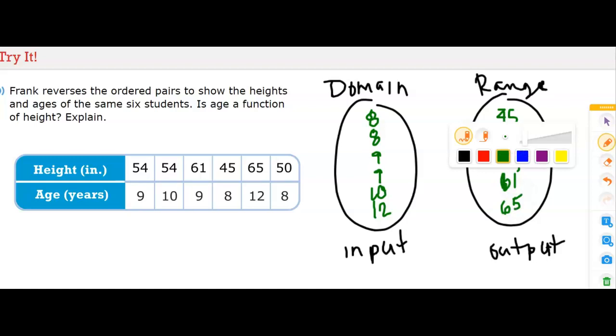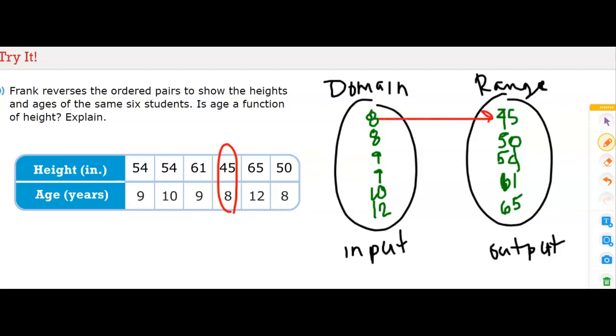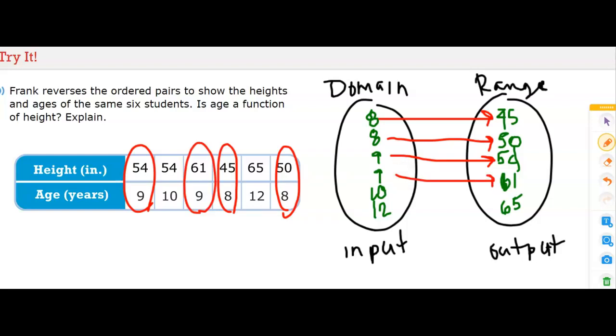Now we have to connect them. So for our first 8, we have 8 and 45. For our second 8, we have 8 and 50. Then we have our first 9, 54. Then the second 9 is 61. Okay, so far looking good. Then we get to our 10 and 54. 10. Oh, that's also going to 54. And then 12 is going to 65.